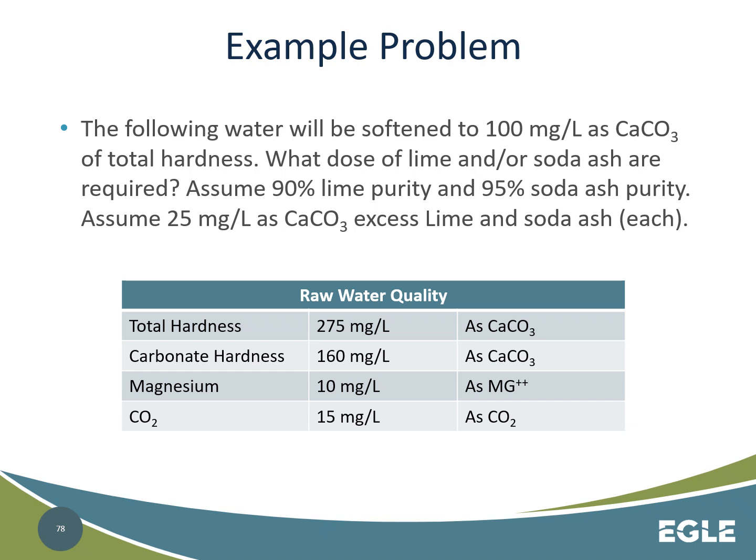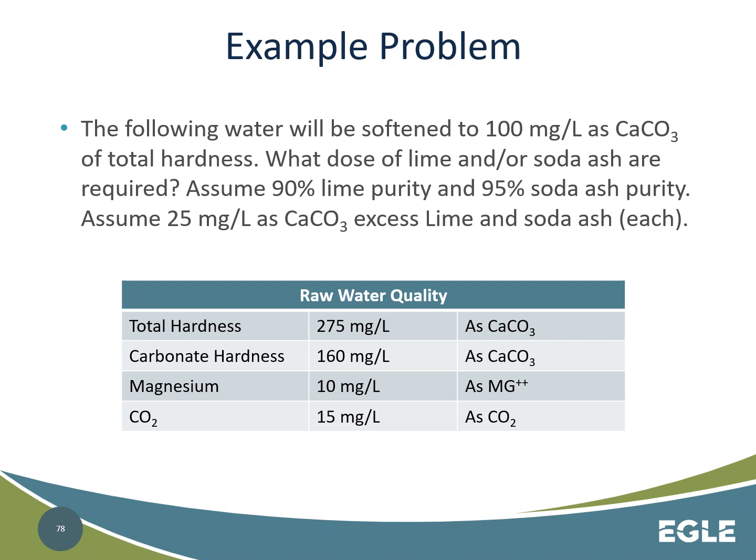To wrap us up, I am going to do one more example problem. There will also be a separate video with more example problems, so be sure to look for that. The following water will be softened to 100 milligrams per liter as calcium carbonate. What dose of lime and/or soda ash are required? Assume 90% lime purity and 95% soda ash purity. Assume 25 milligrams per liter as calcium carbonate of excess lime and soda ash each.